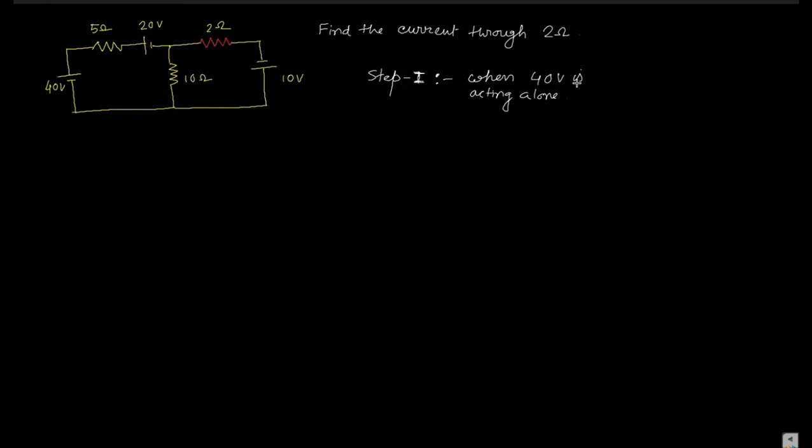So first, the 40 volt source is acting alone. As these two are voltage sources, if we replace the other voltage source, we should make it short, keeping the other resistances intact. Here is another resistance, and here is the 40 volt voltage source. Okay, this is the circuit diagram. It is the 5, the 2, and the 10 ohm.